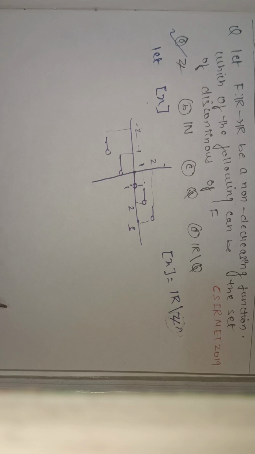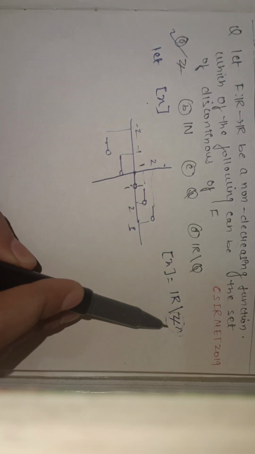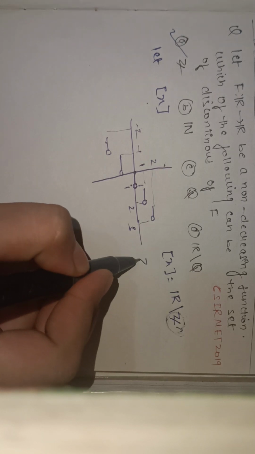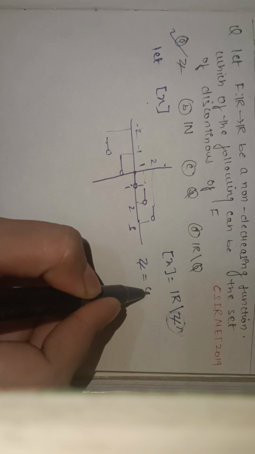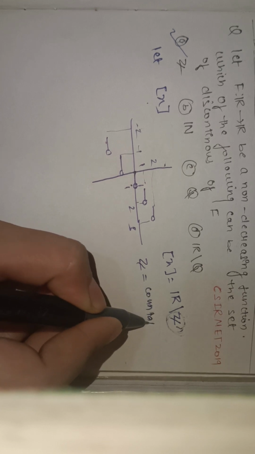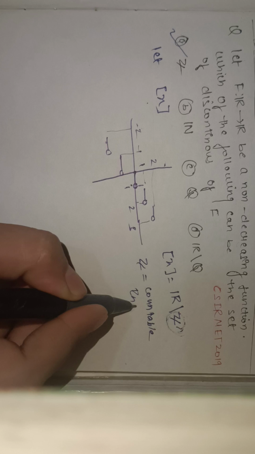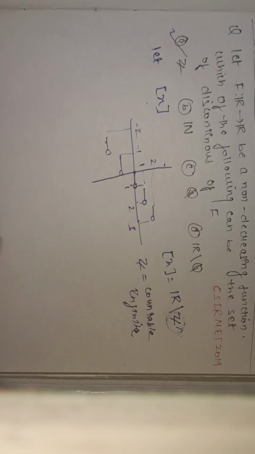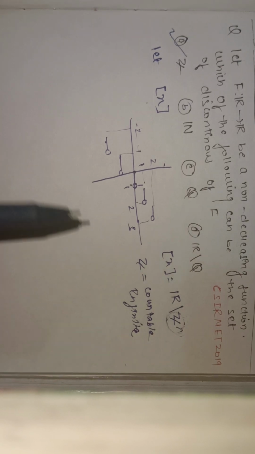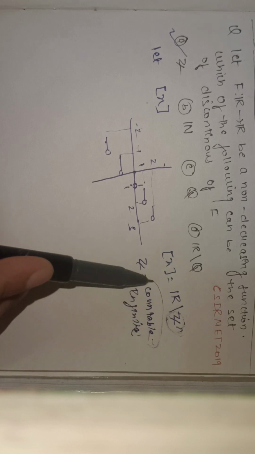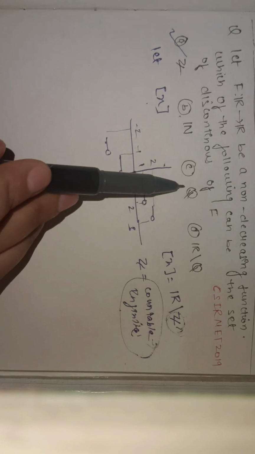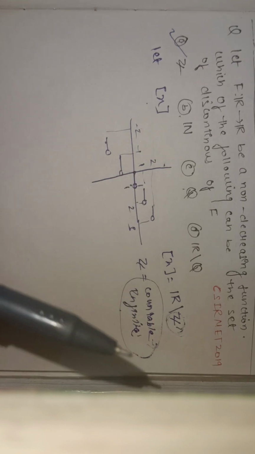Now, the integers are what? A countably infinite set. So we can generalize this: if the function is non-decreasing, it can be discontinuous at countably infinitely many points. The natural numbers are also a countable set, which is infinite countable. The rational numbers are also countable, infinite countable.